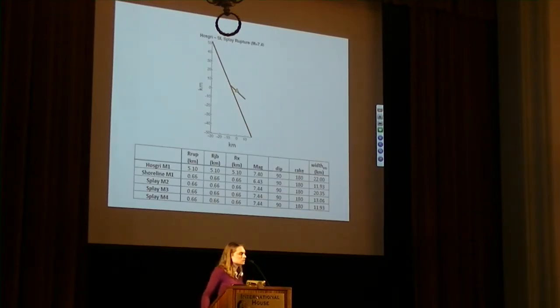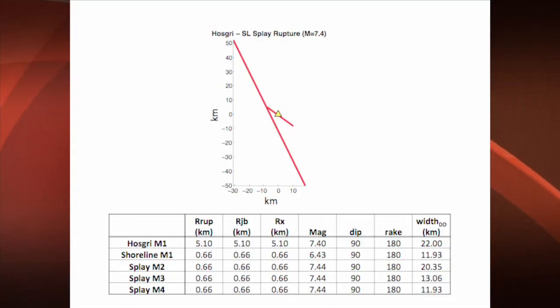Okay, so this is the first case that Jeff went over. The primary rupture is the Hosgri fault. It's a vertical strike slip fault. The secondary rupture is the shoreline fault. It's also a vertical strike slip fault. So for method 1, we're treating the Hosgri and the shoreline like two separate events, and we're SRSSing the resulting ROT50 spectrum. So we're just combining them.